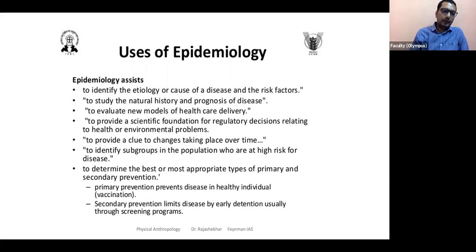And to provide a clue to changes taking place over time, so there are lots of dynamics we can study here, and to identify subgroups in the population who are at high risk for disease. These are more specific things, but I think we already got the key ideas here.